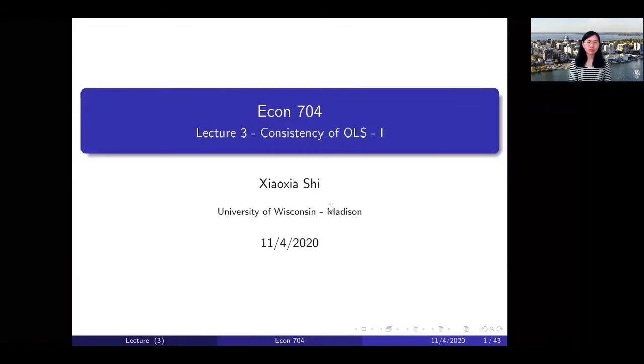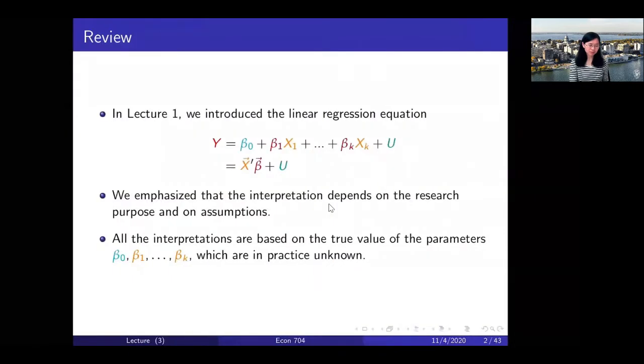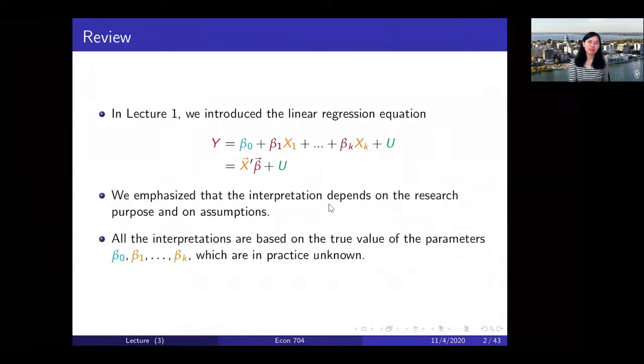In this lecture, we'll talk about one good property of the OLS estimator, which is the consistency of the estimator. Let's first review what we have done so far. In lecture 1, we introduced this linear regression equation right here.